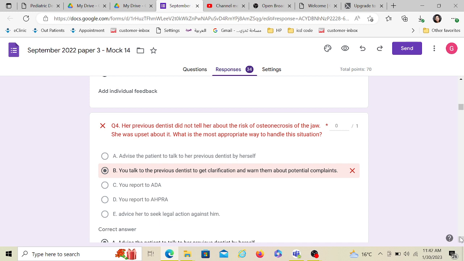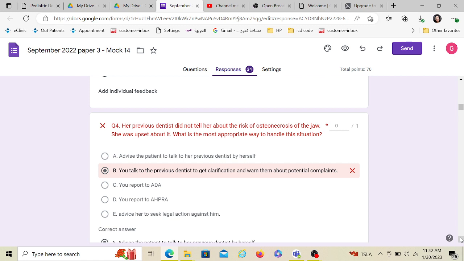But if the option says you will warn them about the potential complaint, it means you have already assumed that the patient is going to complain against the dentist and you are just trying to pass on that information to the other dentist. If the option had mentioned that after taking the patient's permission, you want to call the dentist and take the notes, then that is the first choice of answer.